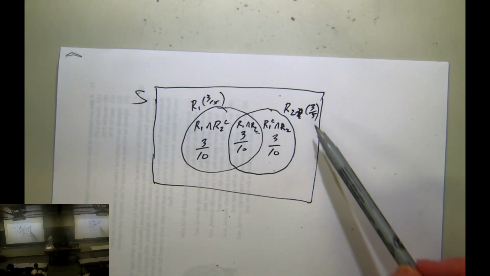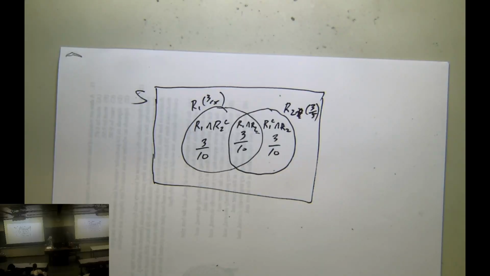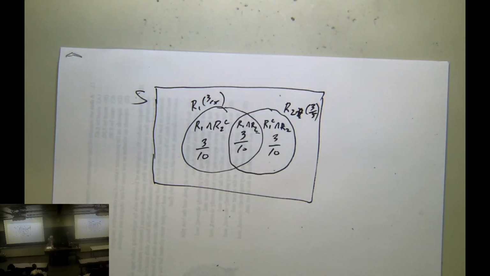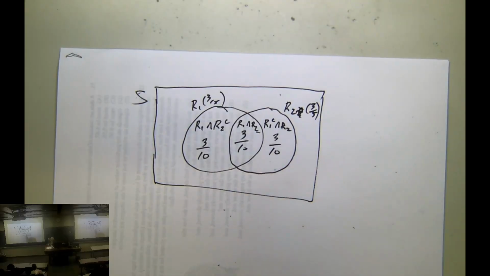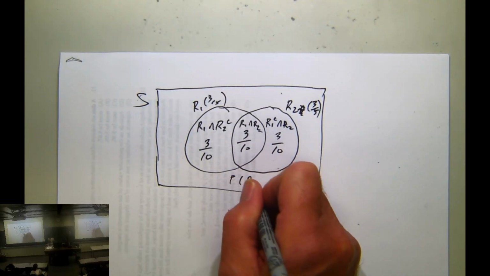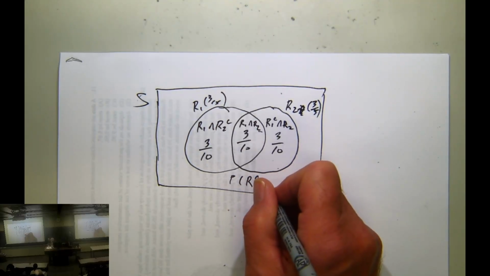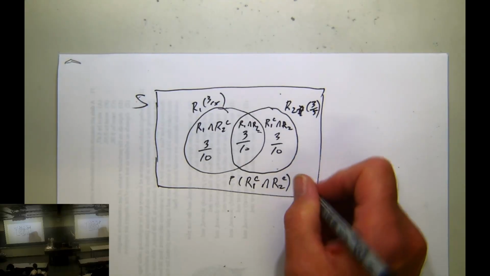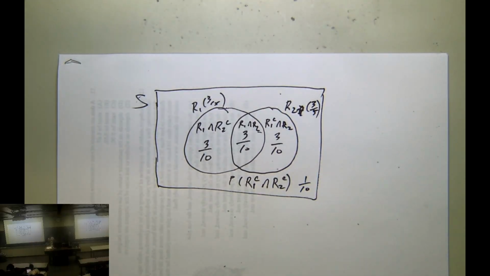And are they independent? No. We were sampling without replacement. If they were independent, this intersection would be 3/5 times 3/5, which would be 9 out of 25. But it isn't 9 out of 25. It's 3 out of 10. That's a different number. And this area out here was the probability of R1 complement intersect R2 complement, and that was 1 out of 10.